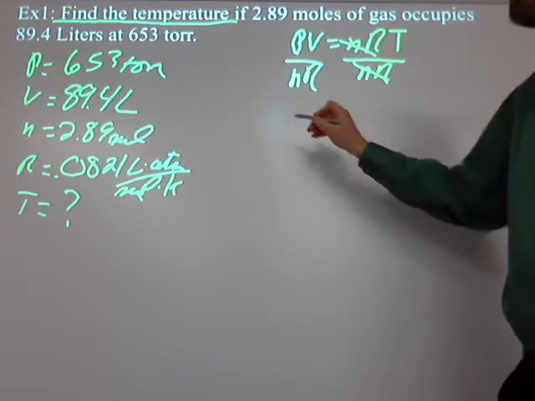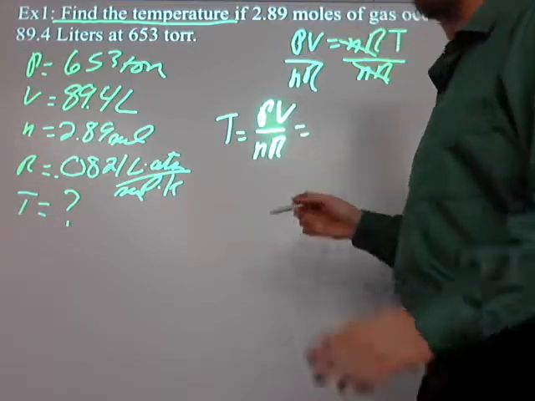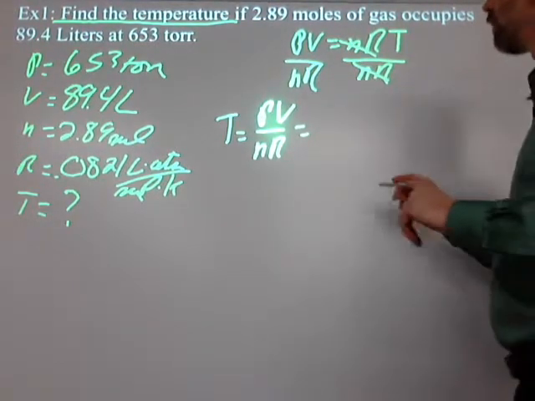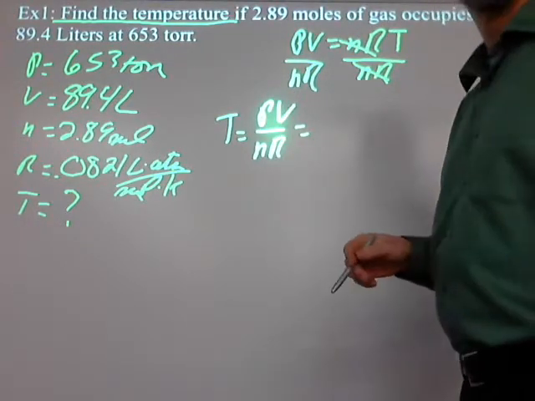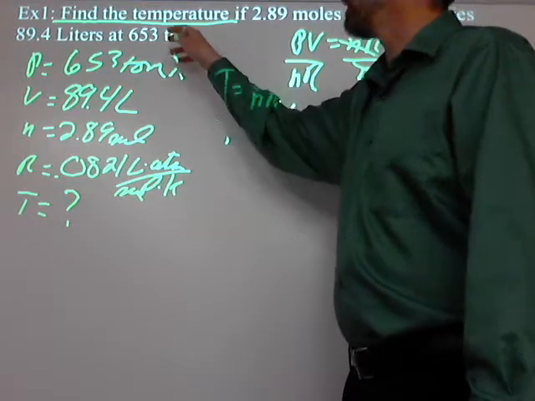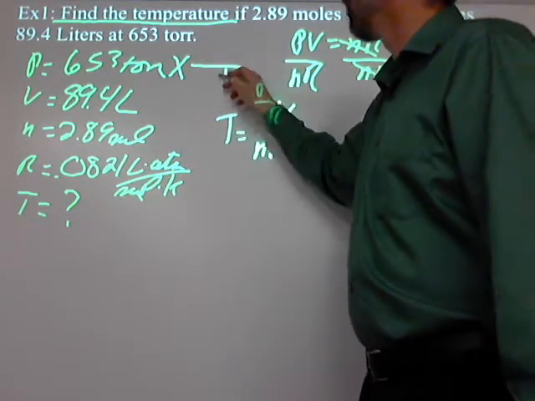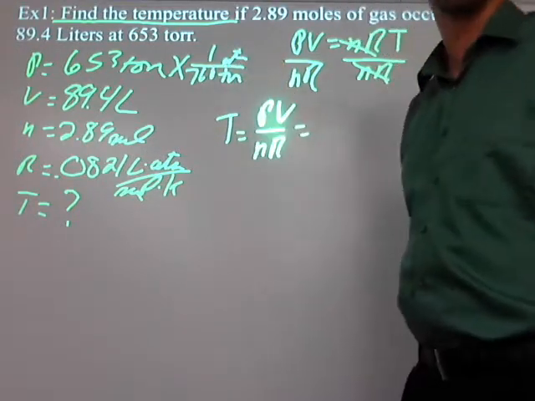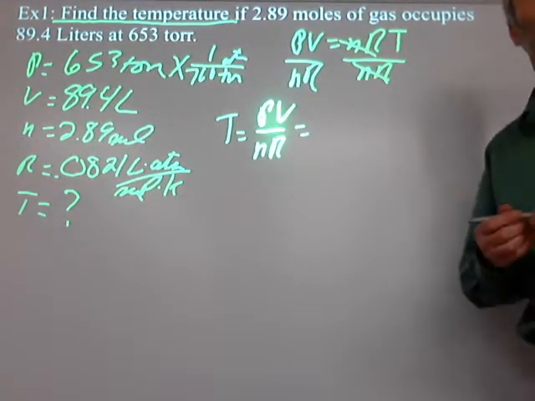NR cancels. T equals PV over NR. And watch what happens if you keep your units throughout this mess. P. Uh-oh. What did we not do? Yeah, I got to convert that. The pressure has to be in atmospheres, so I have to put torr on the bottom, atmospheres on the top. 1 atmosphere is 760 torr. What do I get for that? Do the math for it. If you don't remember to do that, as I'm about to show you with the units, they won't work out.